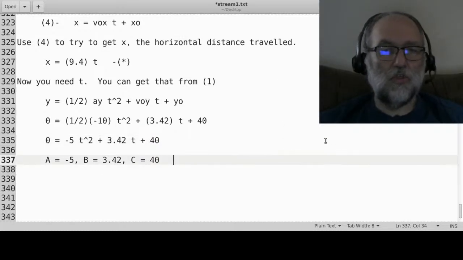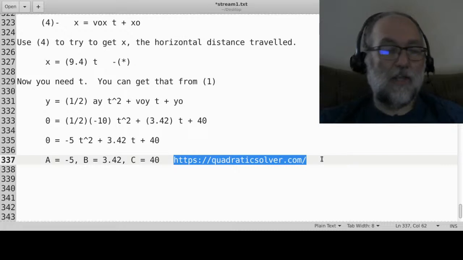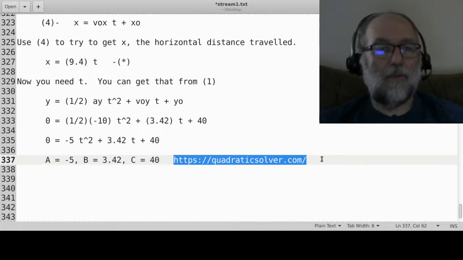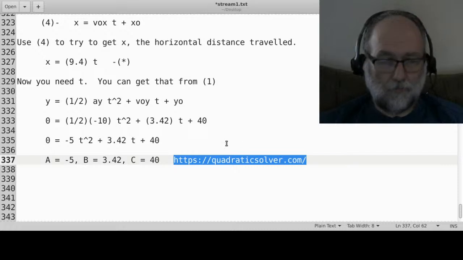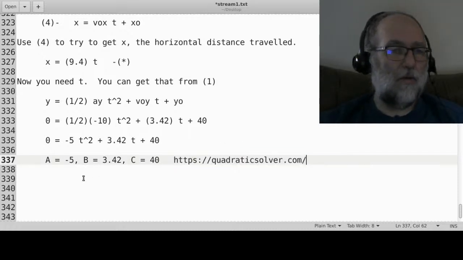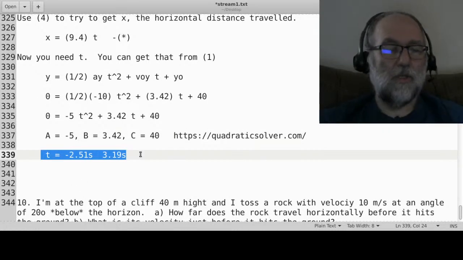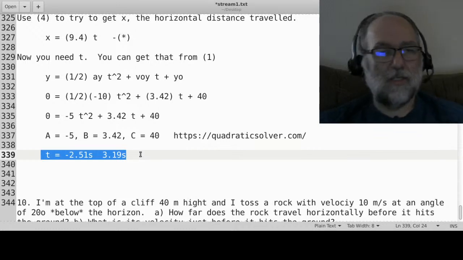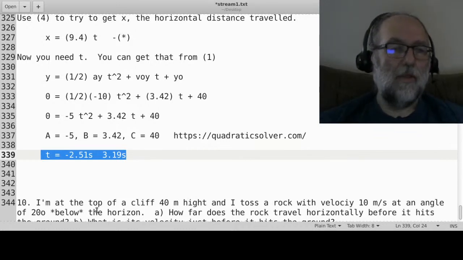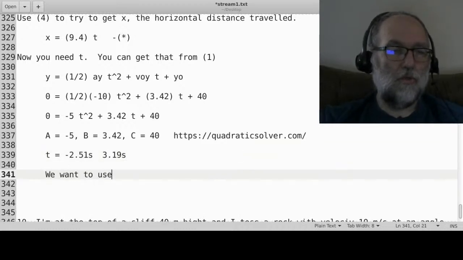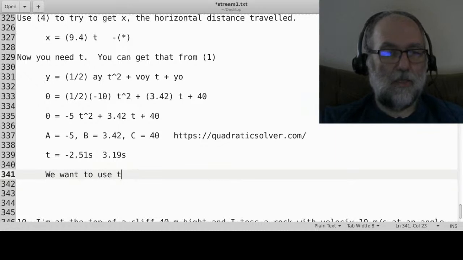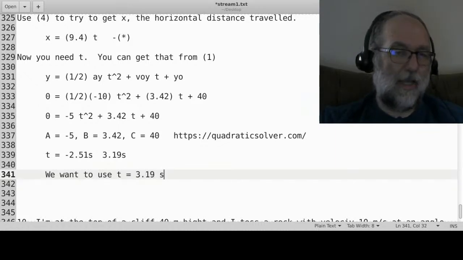And you can use that equation I told you about in class. That's this equation right here. Sorry, the website: quadraticsolver.com. You could just plug in A, B, and C, and it'll give you the answers. Or you could do it the old-fashioned way, whatever you like, and you get these 2 times. One time is negative and one time is positive, and you wonder, why is there a negative time? Obviously you want the positive time. We want to use t equals 3.19 seconds.